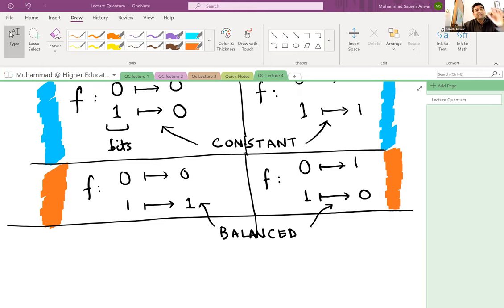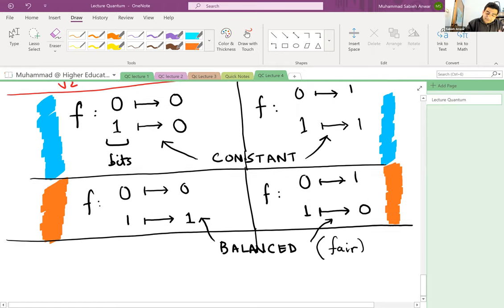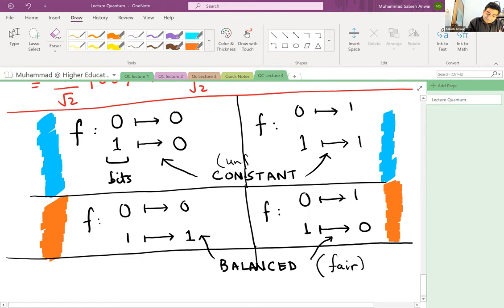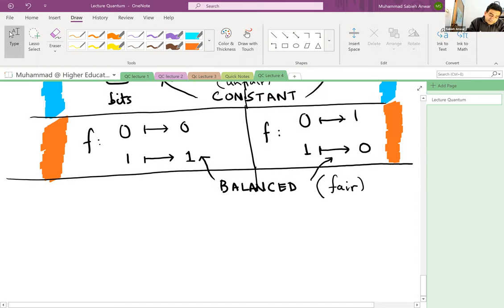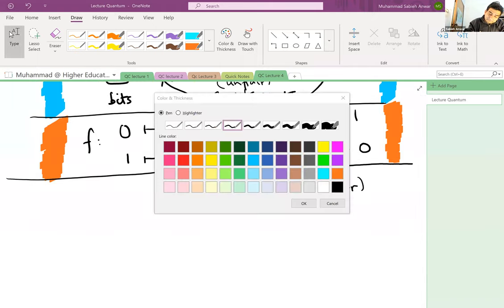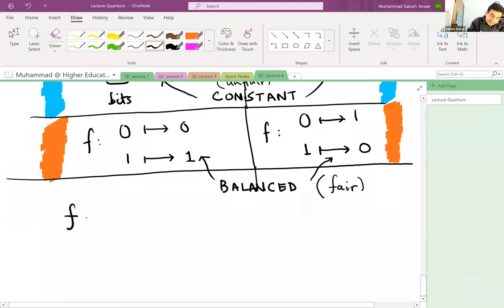Now, in order to determine whether a coin is balanced, that is, it is fair, or it is constant, which is unfair, I need to do two experiments, correct? First of all, I need to find the function f acting on 0. And then I need to perform another function of f acting on 1. So I need to find out the answer for this. And I need to find out the answer for this. So I need two evaluations classically.